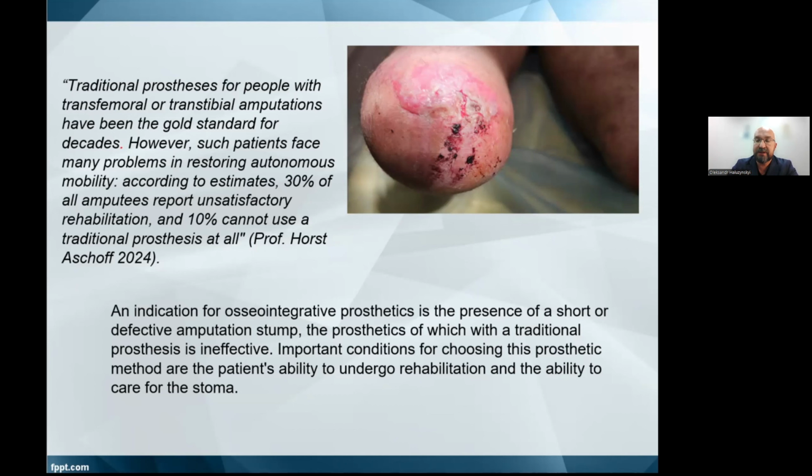An indication for osseointegrative prosthetics is the presence of a short or defective amputation stump, the prosthetics of which with a traditional prosthesis is ineffective. Important conditions for choosing this prosthetic method are the patient's ability to undergo rehabilitation and the ability to care for the stoma.